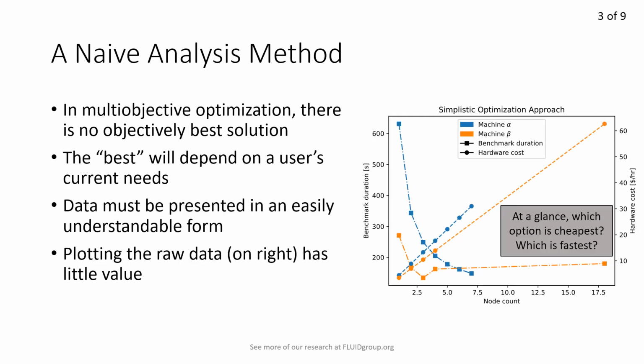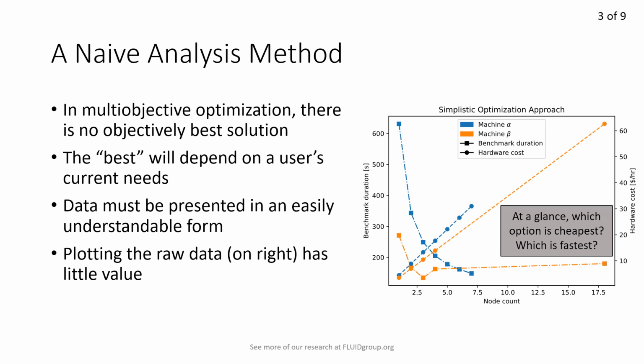A naive analysis method would take the benchmark data and just throw it up on a scatter plot you can see on the right. And this is how we started doing optimization because it's kind of the intuitive thing to do. But this isn't a great method because in multi-objective optimization, you're just dealing with so many factors, where you have three variables and two objectives.